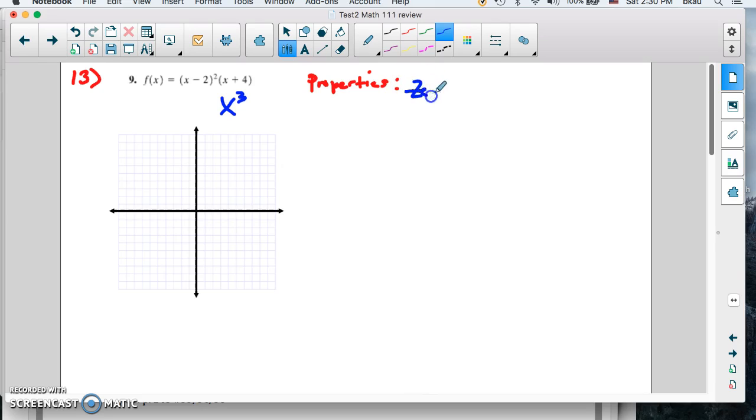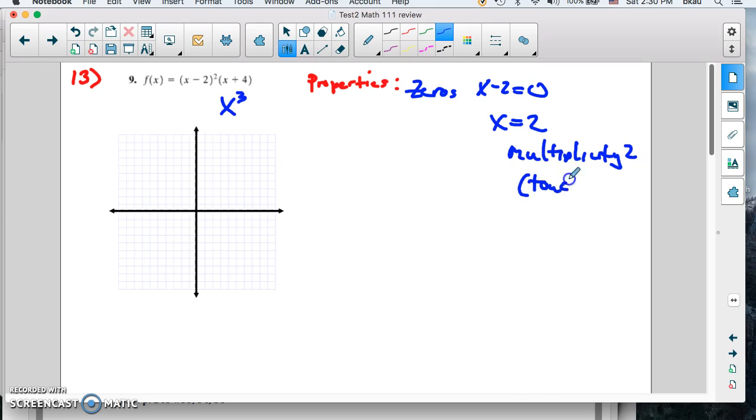Let's start with the zeros of the function. Zeros are going to be x minus 2 equals 0. So that's going to be at x equals 2, and it's going to have multiplicity 2. So that means it's just going to touch at that point. Okay, and then the other 0 is x plus 4 equals 0. So that's going to happen at x equals negative 4. So at negative 4 we have a 0, and at positive 2, we have a 0.